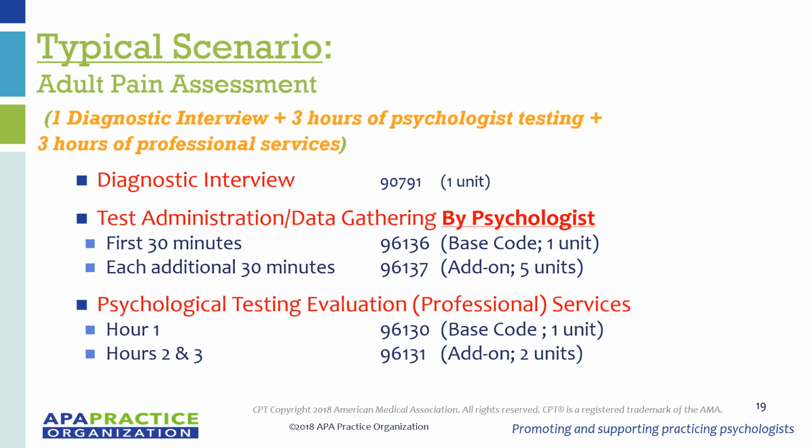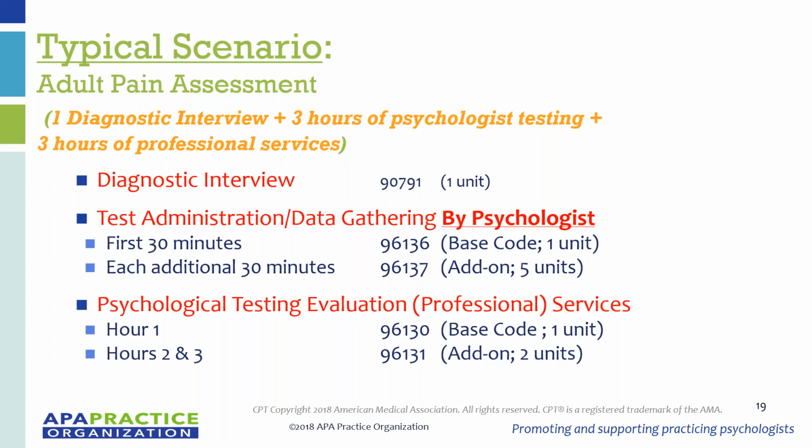And like in the last example, then comes your professional services, your psychological testing evaluation services, your base code for your first hour, 1 unit, 96130, hours 2 and 3, your add-on codes, 2 units of your add-on code, 96131. Now, it's important, folks. These are just examples. We're not telling you that you should only use 3 units of testing, for example, or whatever. We're still working on that. This is not payment policy. These are just illustrations of how you can use the psychological testing codes.